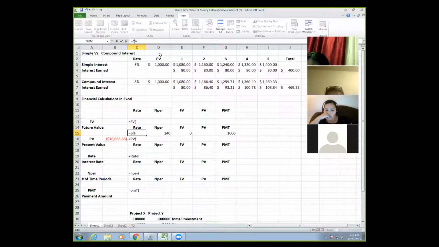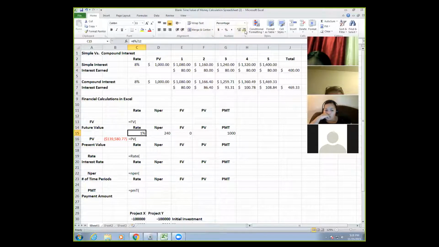So we go 6% divided by 12, and that is, let's give ourselves 0.5%. There we go. So that's a much better number. All right, thank you for persevering with me through that troubleshooting.